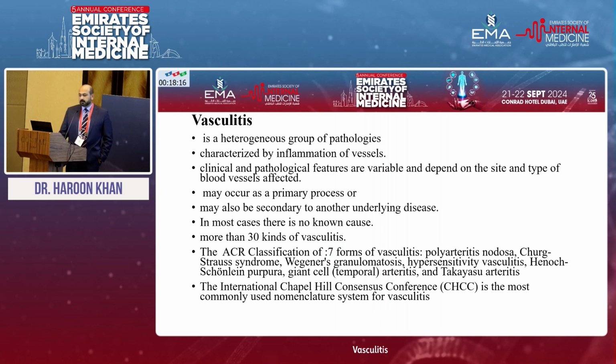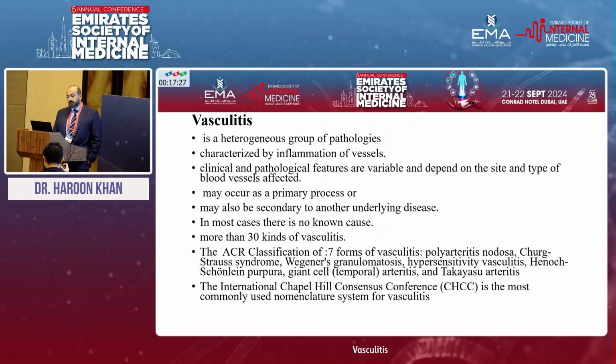So what is vasculitis? As I have said earlier, it's not a single entity. It's a heterogeneous group of pathologies characterized by inflammation of blood vessels. And usually the clinical and the pathological features are based upon the vessels involved, the sizes of the vessel involved, the type of the vessel involved, and the site. So you can imagine it can happen anywhere, and then obviously it's a challenge for all, starting from the primary care to the end. It can happen as a primary process, or could be part of another underlying condition. And usually we never find the reason, and that's the truth with most of the other autoimmune conditions. You never find the reason, but at least you have to treat them. They say there are more than 30 kinds of vasculitis, which I agree in a way.